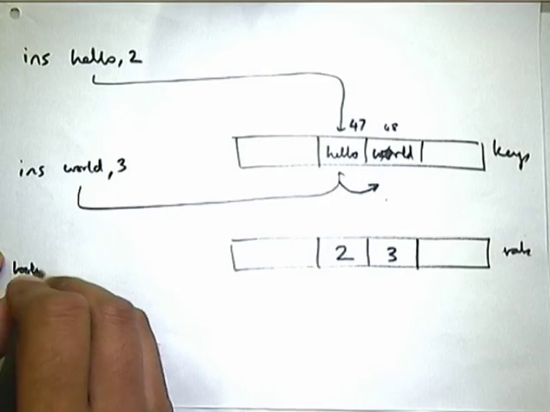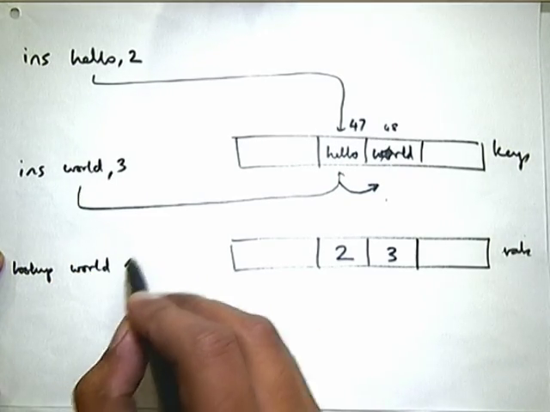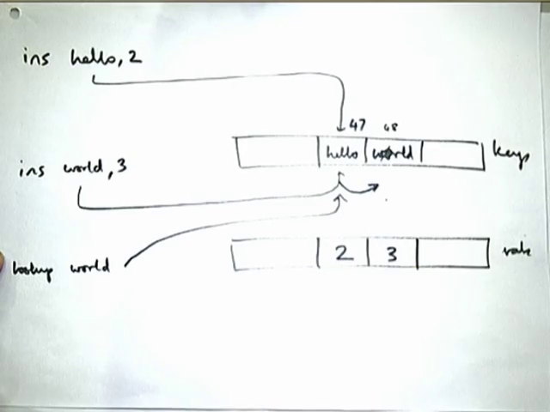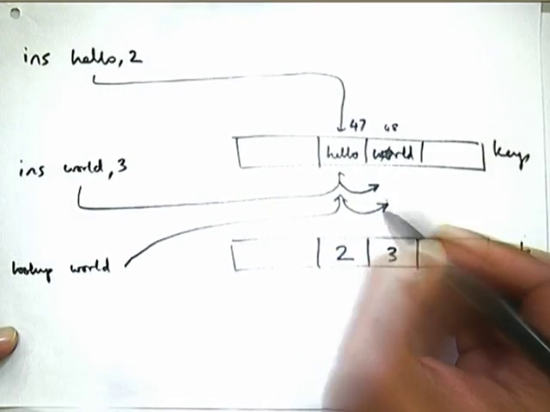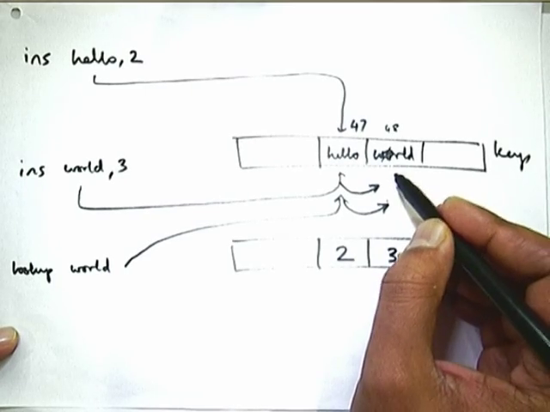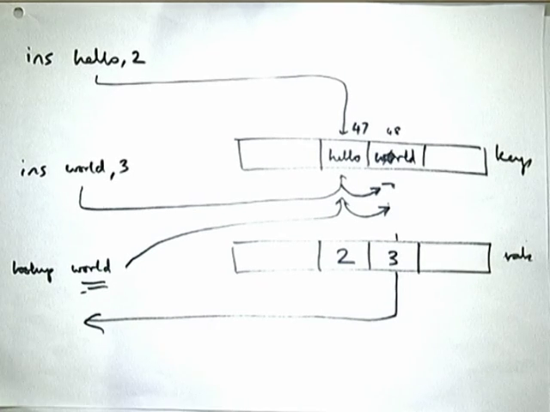Suppose, tell me what you are searching for, world or hello? World. Okay, so let's say look up world. I use the same hash function, I'll end up here. I find that there's a hello sitting there. So then I again start skipping until I reach a non-empty cell whose contents is the same as the key I was looking for. Then I read this and I return that.